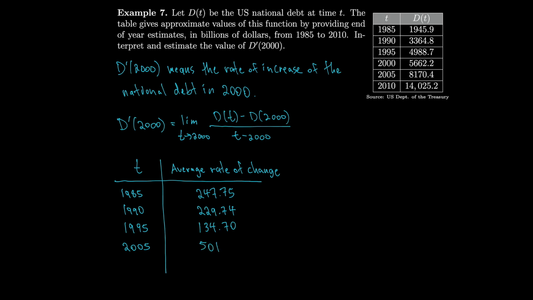and that's 501.64. And in 2010, that would be 836.30. We estimate that our instantaneous rate of change at 2000 is in between these two values, right? Because 2000 is in between 1995 and 2005. So we take the average. So the D prime of 2000 will be approximately that average, which is 318. And that's in billion dollars per year. This is the rate of change.